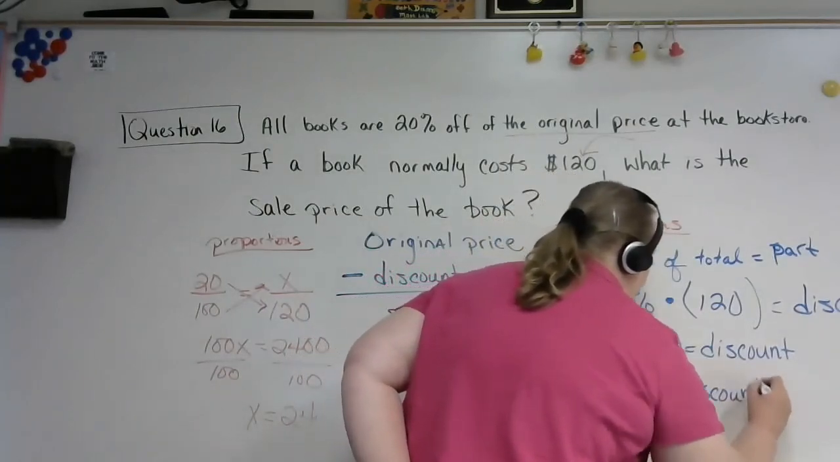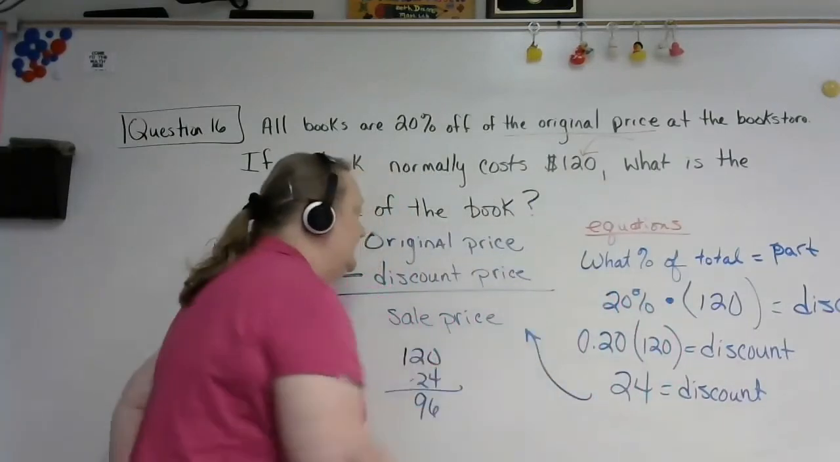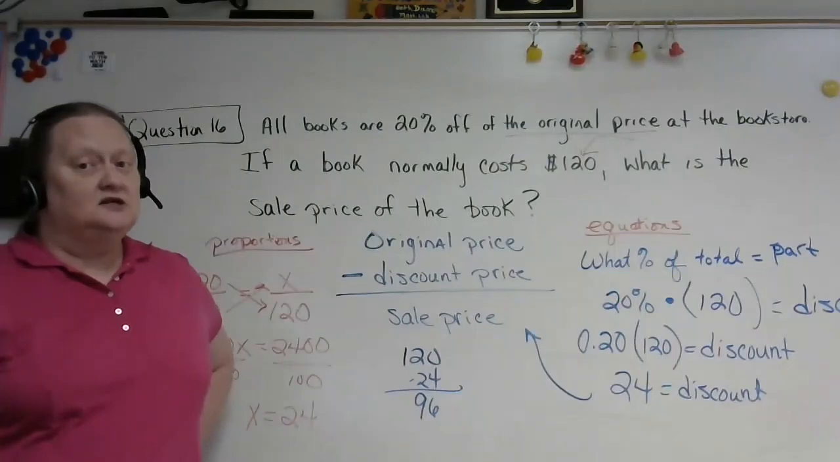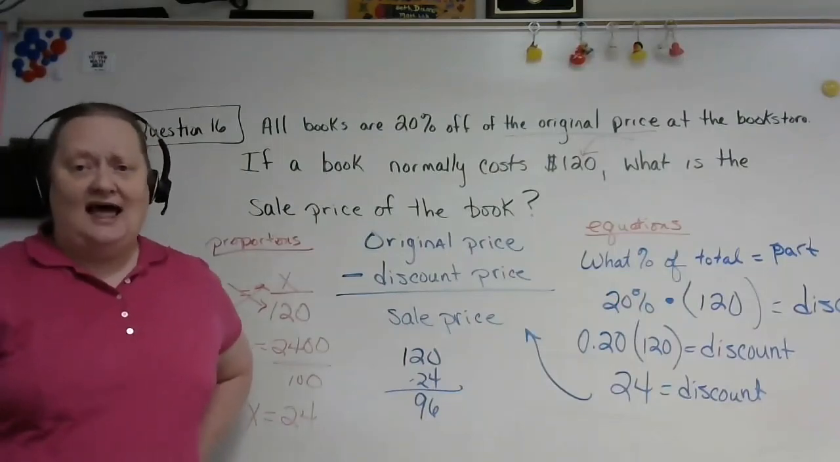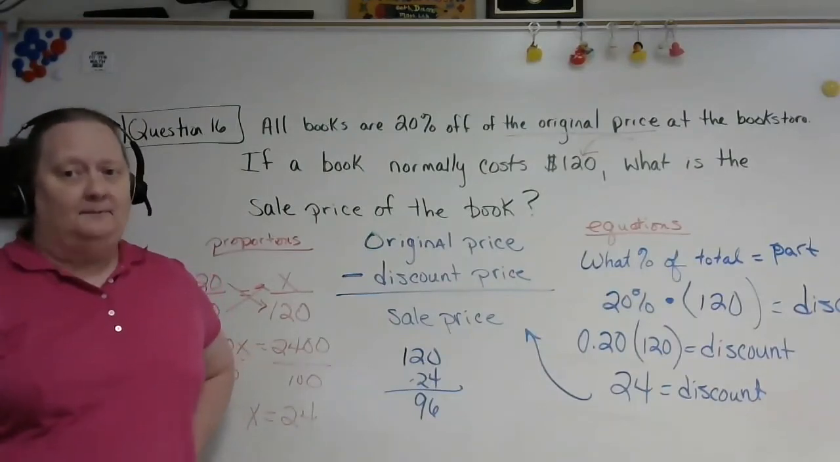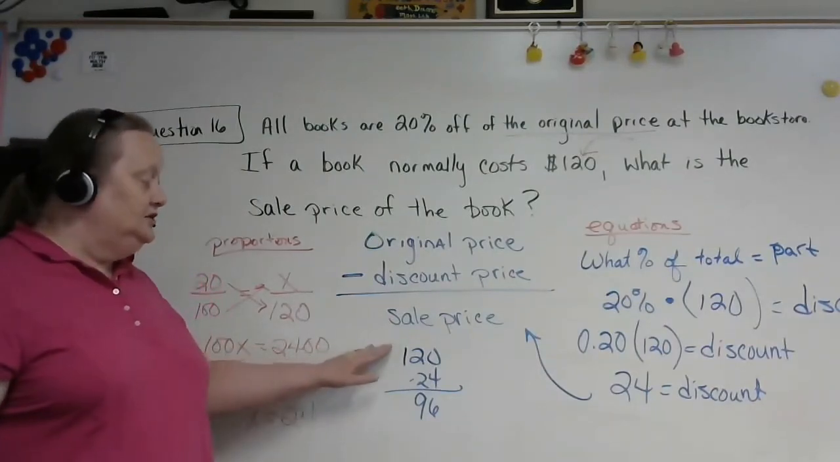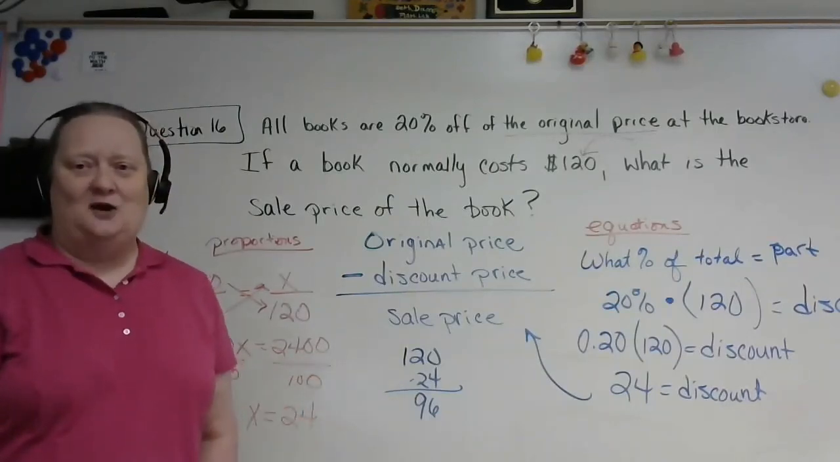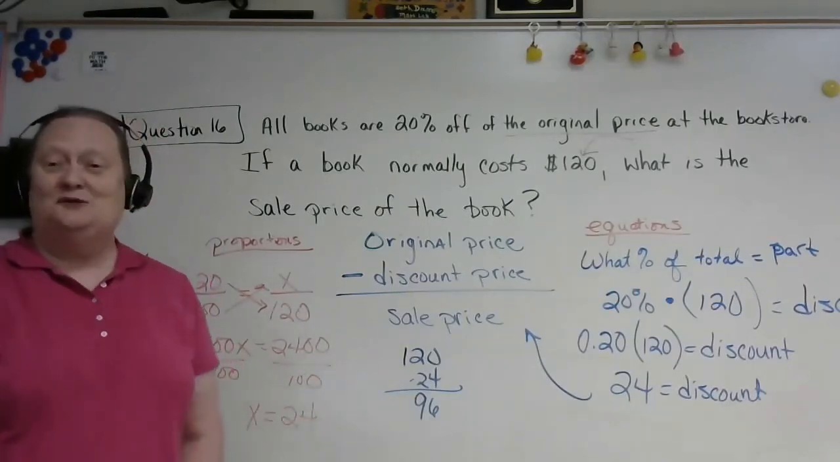And again, that goes back to our original idea, which is the original price minus the discount equals our sale price. That's our lifetime experience that we know because we go and shop. So we take the original price, we subtract our discount, and that gives us the $96 sale price. And this is question number 16.